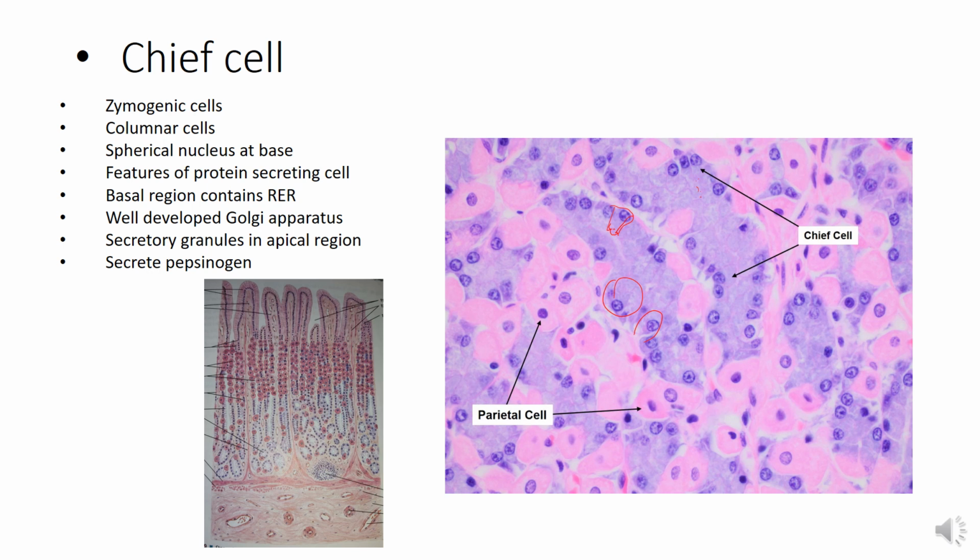After its release into the lumen of the stomach, the pepsinogen is converted by the HCl of the gastric juice into pepsin, which is a highly active proteolytic enzyme. The chief cell also secretes gastric lipase, which takes part in the breakdown of many lipids in the stomach.